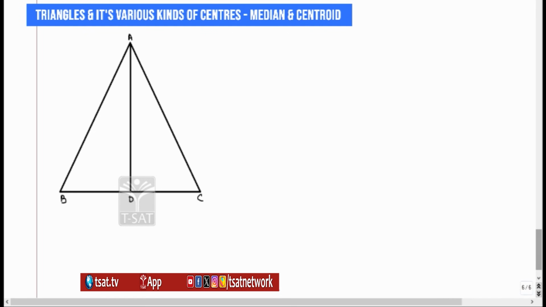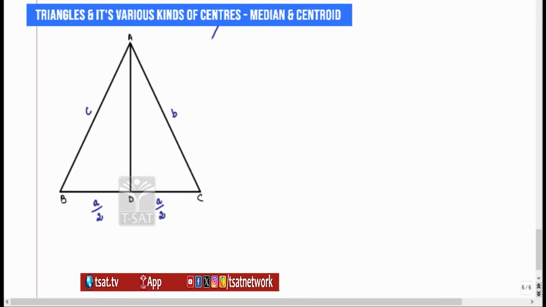Triangle ABC, the side which is opposite to A, we take it as a, and D is the midpoint. Therefore, the length of BD becomes a by 2, and the length of DC becomes a by 2. The side which is opposite to angle C, we will take it as length c. The side which is opposite to angle B, we take it as length b. So, AB is equal to c, AC is equal to b.